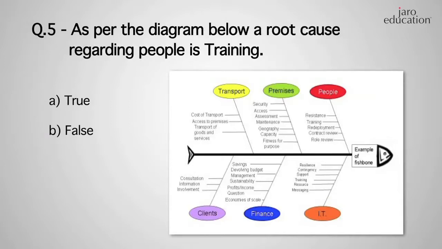As per the diagram, is the root cause regarding people training, true or false? If you see under people, there is training, and this is a true statement. As per the diagram, is resistance a root cause for people, true or false? Again, if you see under people, one of the fish bones is resistance, and therefore it is a true statement.